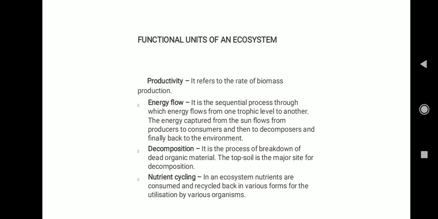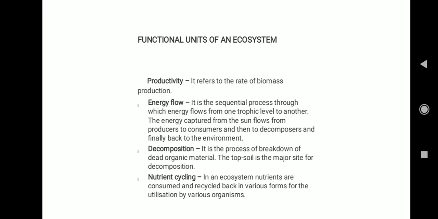What are all the functional units of ecosystem? Productivity. Productivity refers to the rate of biomass production. For example, the amount of grass in grams or in kilograms in a unit square meter. Energy flow. What is energy flow? Energy flow is the flowing of energy from one trophic level to another. It is a sequential process through which energy flows from one trophic level to another. The energy is captured from the sun. Sun is the foremost energy source that every organism is getting. So the energy flows from the producers to the consumers and then into the decomposers and finally back to the environment.